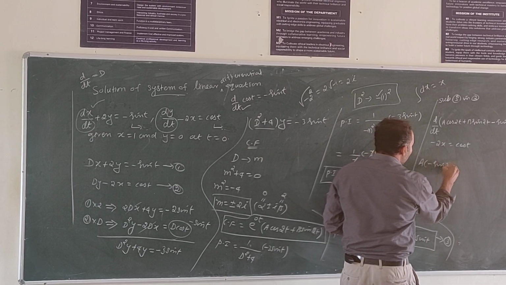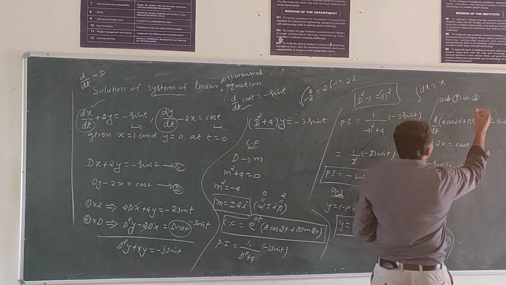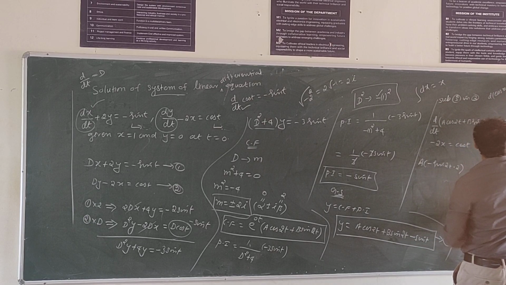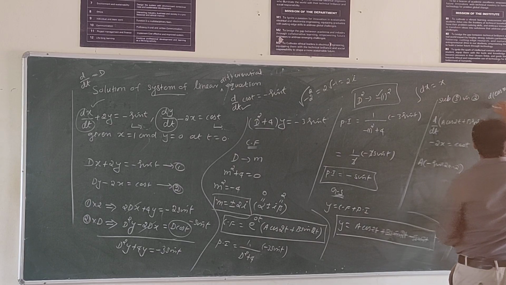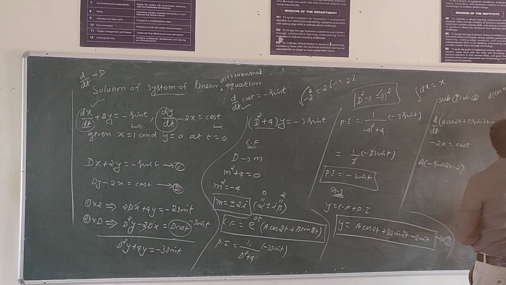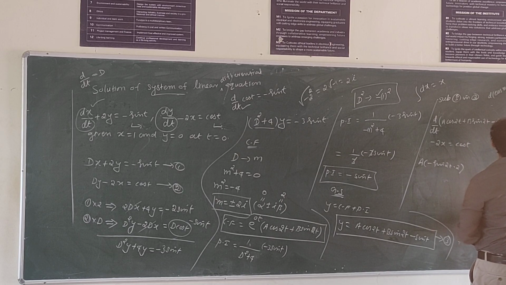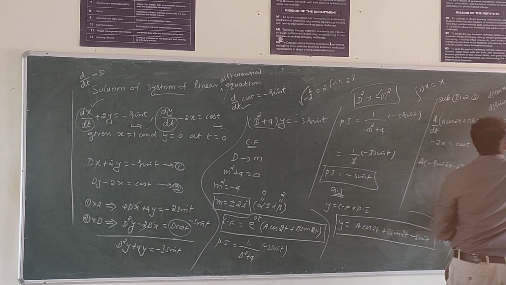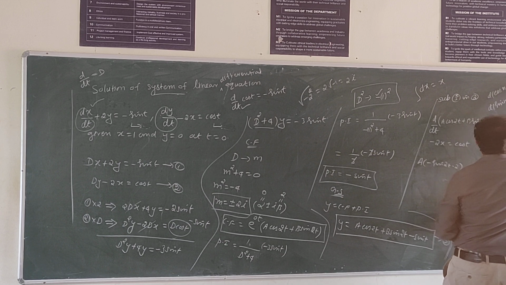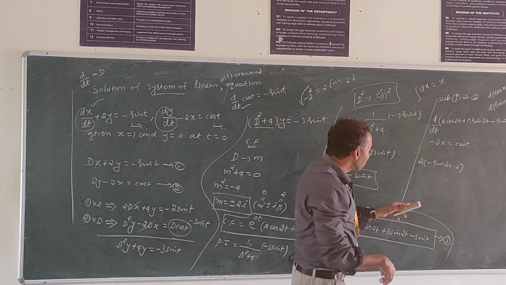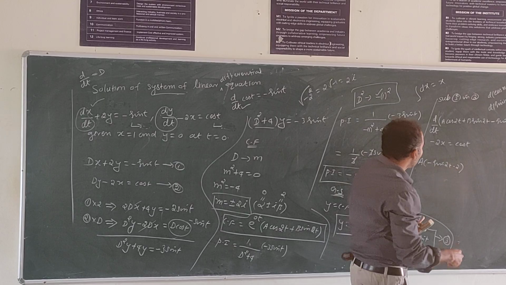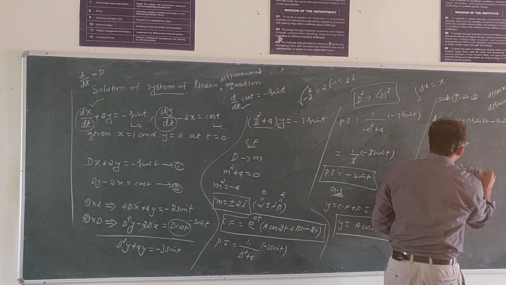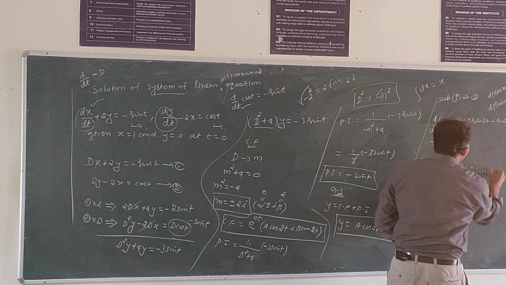Minus sin 2t into 2. So the differentiation of cos nx equals minus n into sin nx. Differentiation of sin nx equals n cos nx. So we should know this formula. Here, instead of n, it is 2. Next, plus b into, what is the differentiation of sin 2t? Cos 2t into 2.